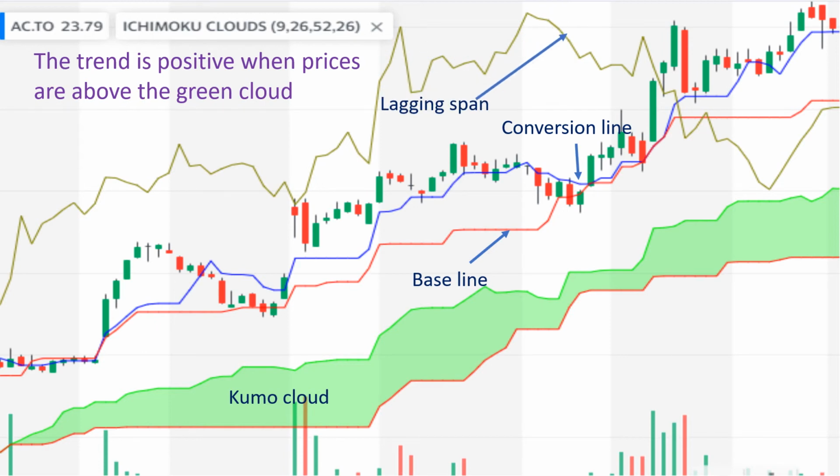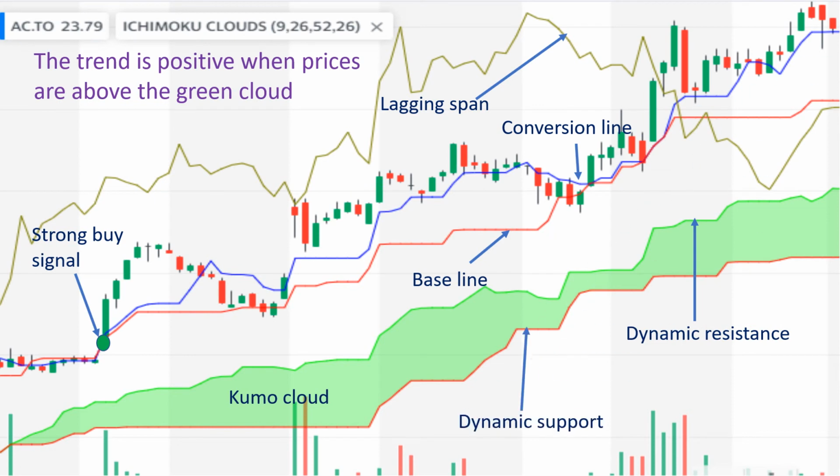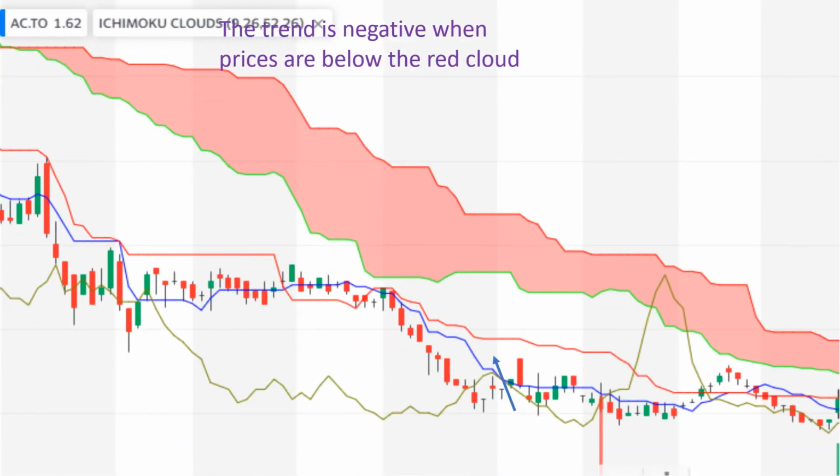This is the lagging span, and if the blue line crosses above the red line and this crossover is above the Kumo cloud, it generates a strong buy signal. This is the dynamic resistance and this is the dynamic support. This is the price trend.